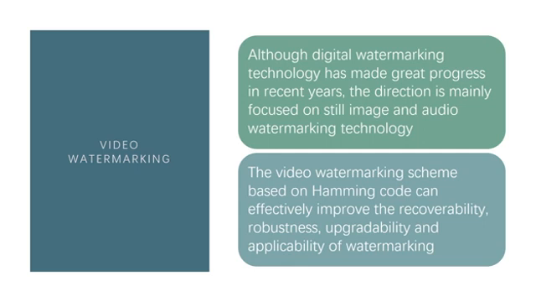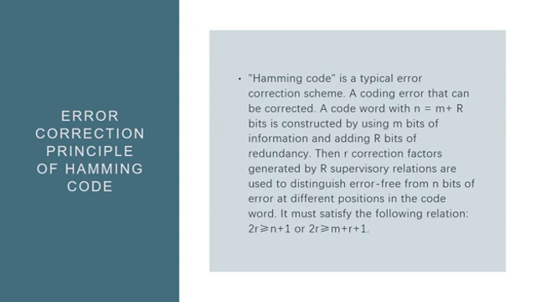Okay, now I want to talk about the principle of using the Hamming code. Hamming code is a type of error correction scheme, and coding errors can be corrected by Hamming code. So Hamming code is often used in memory, but we can still use Hamming code in watermarking.